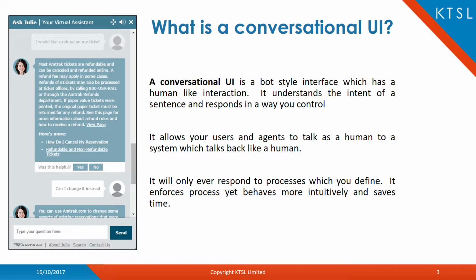The second key to this is that it will only ever respond to processes which you've defined, which allows you to drive an enforced process both from an end user but also from an agent perspective through the cognitive service. So for example, if I'm an agent and I want to update a ticket, it will enforce me to enter the information that I require to update that ticket. So for example, a work information note or an additional resolution categorization for closing a call. And that can all be enforced using the bot interface.